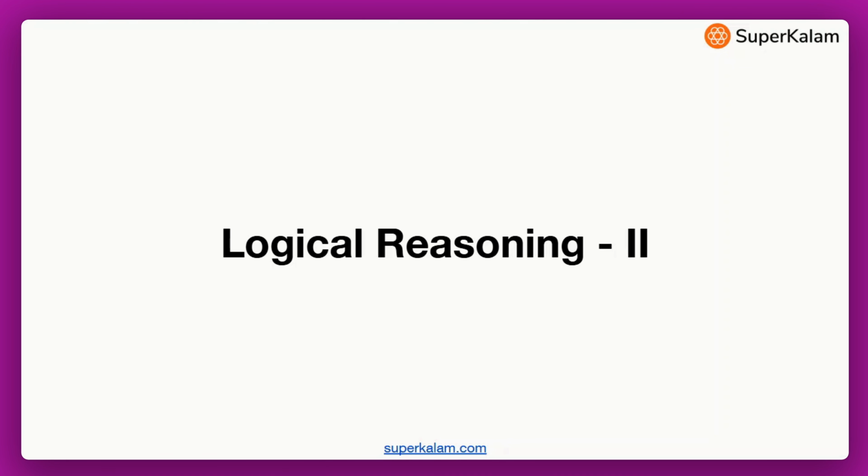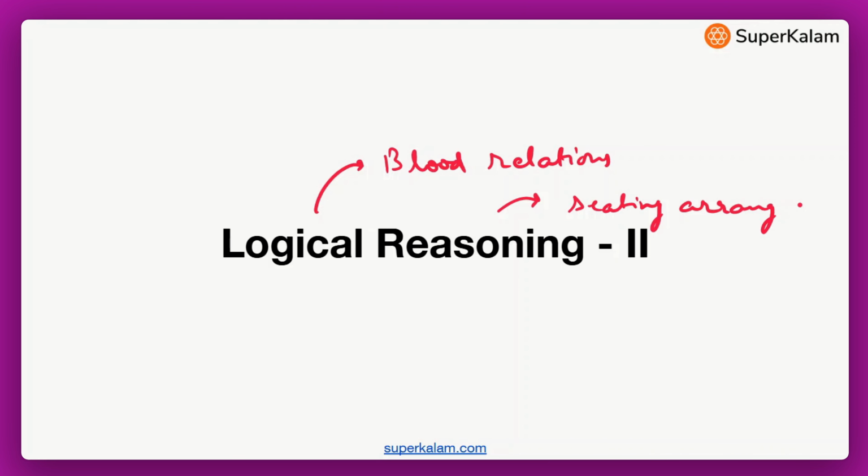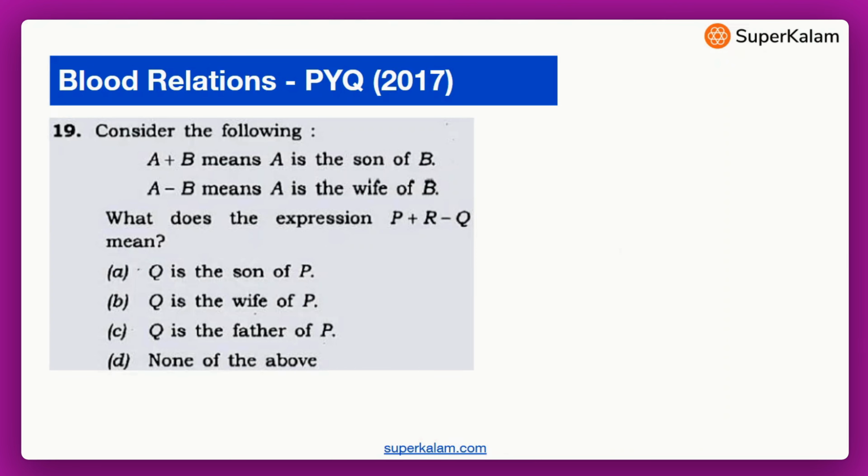So today we will be having the second lesson for logical reasoning, and in this lesson we will again take some buckets from this topic of CSAT. Particularly we will take up blood relations, and after that we will talk about seating arrangement. Here we will solve some PYQs, previous year questions of both these topics. We will solve these together, and also you will be given some homework assignments. So let's take the first PYQ of blood relations.